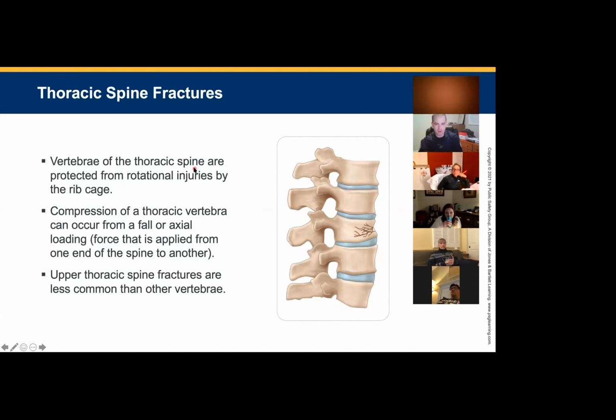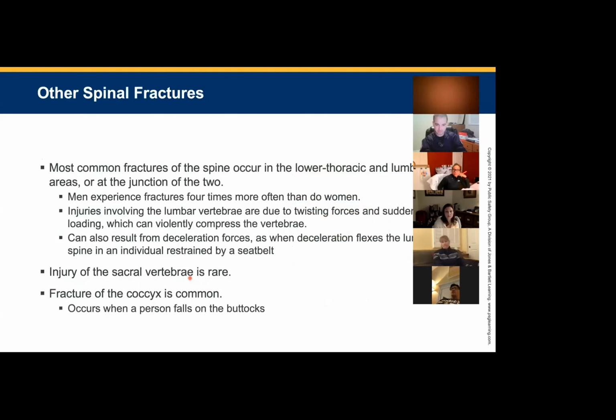So vertebrae of the thoracic spine are protected from rotational injuries by the rib cage. Compression of the thoracic vertebrae can occur from a fall or axial landing. So that's where we're talking about the spinal column that's compressing on itself. And then upper thoracic spine fractures are less common than other vertebrae. Other spinal fractures, so most fractures of the spine occur in the lower thoracic and lumbar areas or at the junction of the two. Men experience fractures 4 times more often than do women.